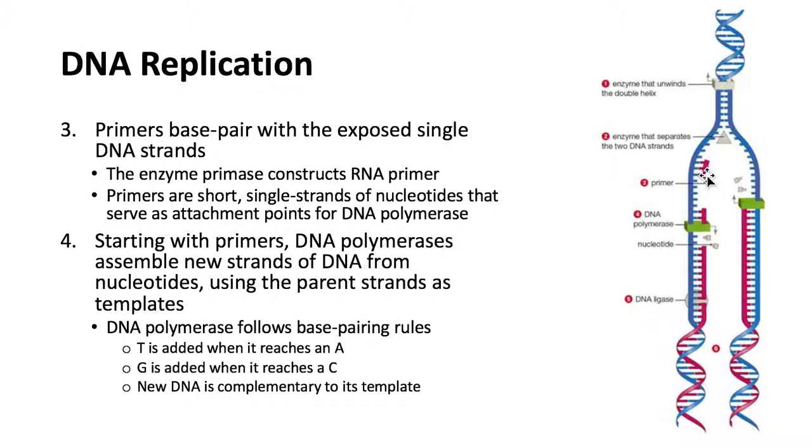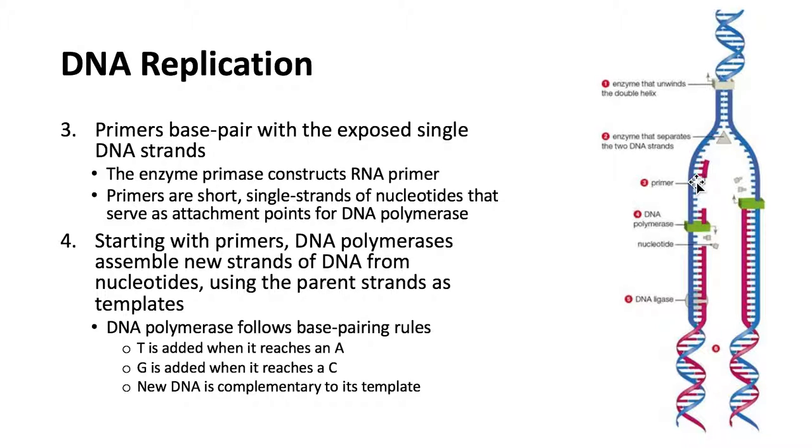The next thing that's going to happen is DNA polymerase, which is indicated with this green box. This is an enzyme. Remember, anything that ends with ASE is an enzyme. And DNA polymerase is actually going to build the new strands of DNA by bringing in more nucleotides. So starting with the primer, DNA polymerase will assemble new strands of DNA from nucleotides using the parent strands as templates. So we're going to use these strands as templates.